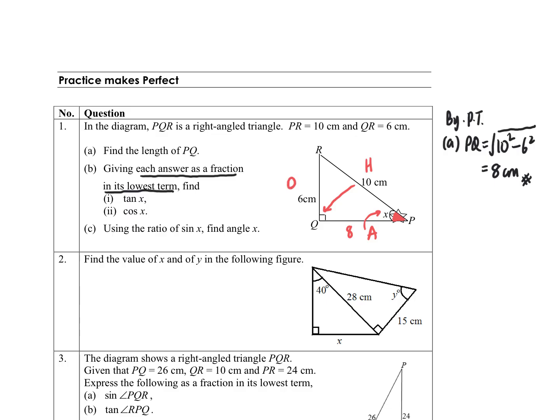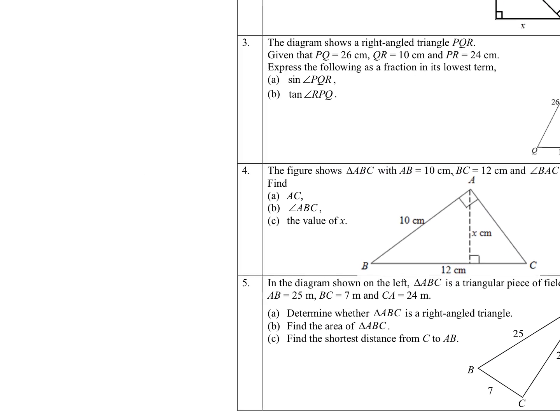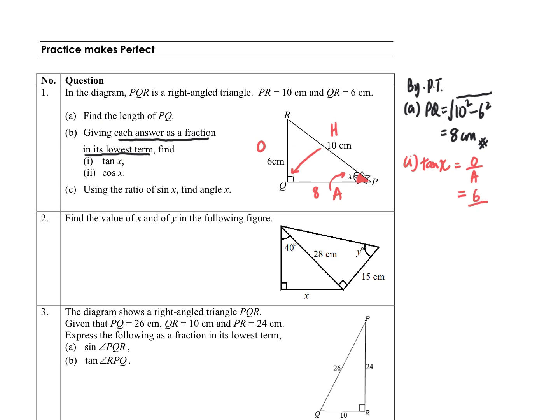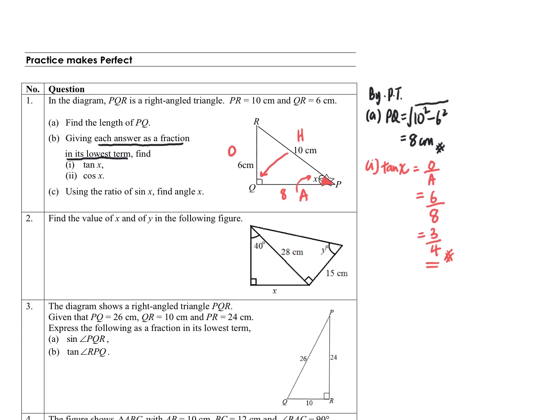So once you identify your HAO, then you can start doing your trigo ratio. So tangent of the angle X is O over A. So O is 6. Okay, O is 6. And A is 8. So give me your fraction in its lowest term. So answer is just 3/4. Okay, don't go and find the angle. So don't tangent inverse and find angle. I just want the ratio.